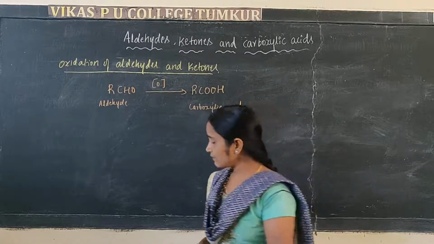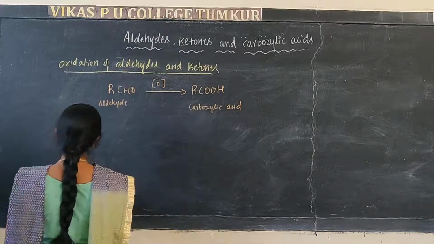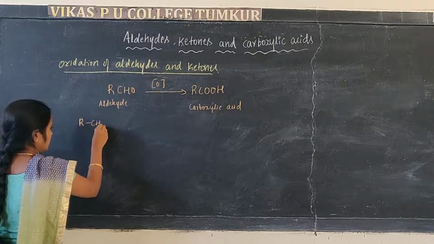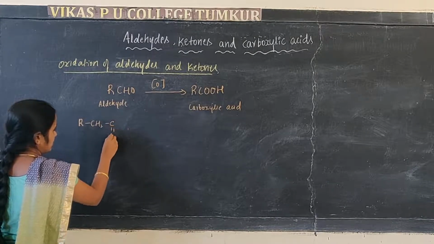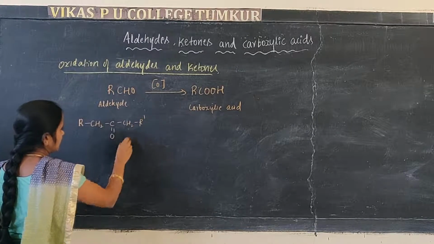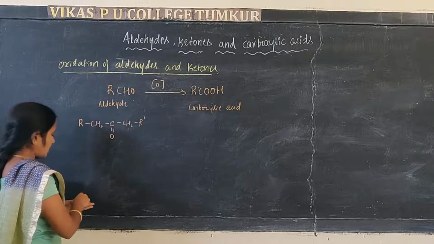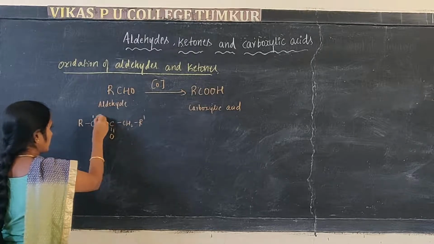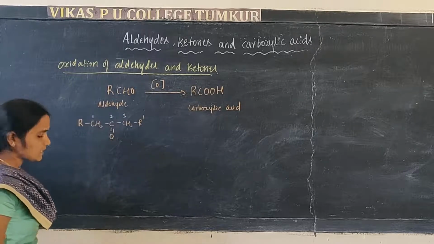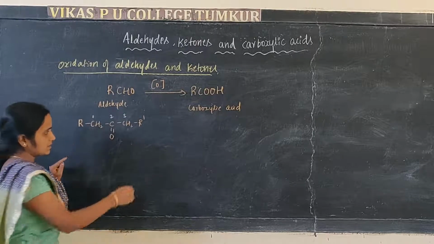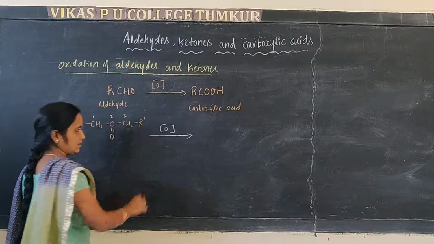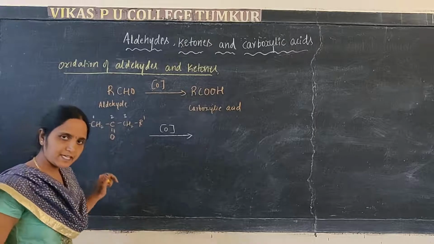We will take an example. We will write the general equation. Generally, I am representing the ketone. If you take the carbons, this is carbon 1, 2, 3. This undergoes oxidation in the presence of a strong oxidizing agent.